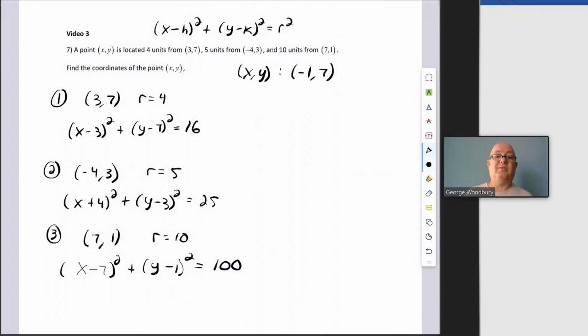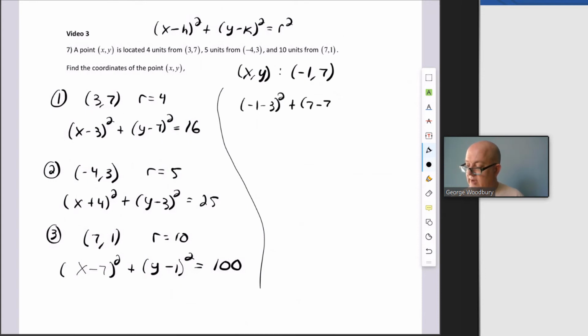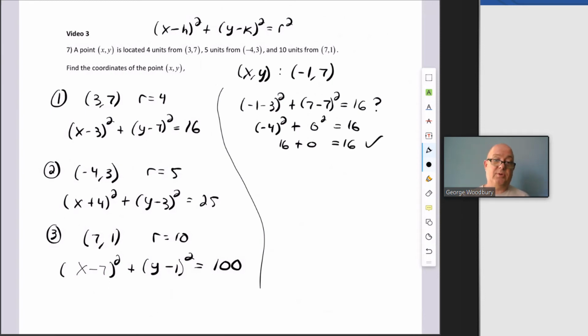What we can do is substitute into each of those equations, negative 1 for x, 7 for y. So for the first one, (-1 - 3)² + (7 - 7)², does that equal 16? Well, negative 1 minus 3 is negative 4. 7 minus 7 is 0. Is that a true equation? Well, (-4)² is 16, and 16 plus 0 does equal 16. So that one's good. Let's try the next one.